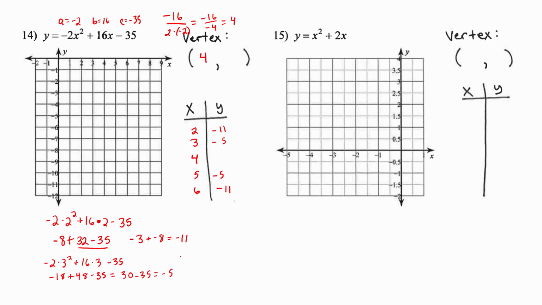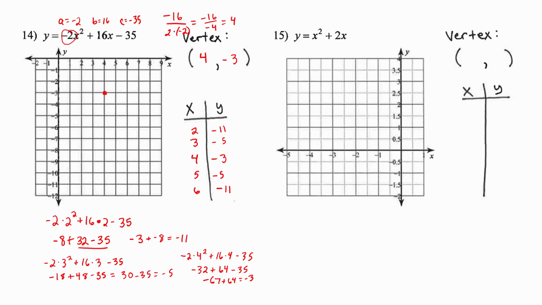And then we just need to plug in 4. So see, these numbers, they're getting so big. 4 squared is 16, times negative 2 is negative 32. 16 times 4 is 64. So negative 32 minus 35 is negative 67, plus 64 is negative 3. So our vertex is (4, -3).